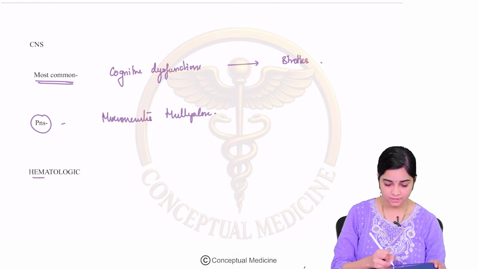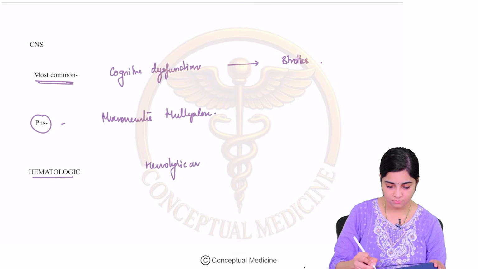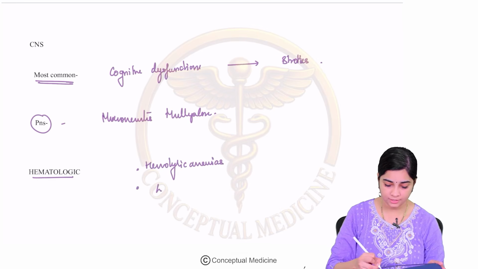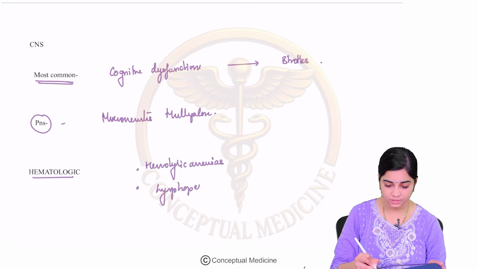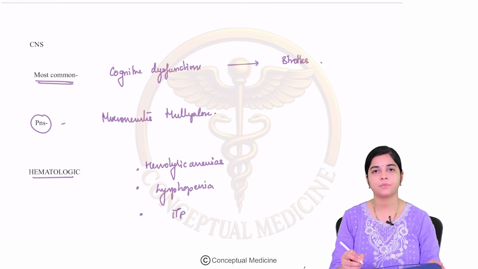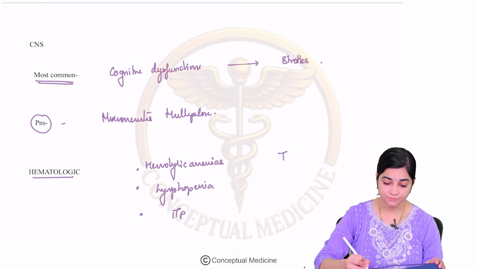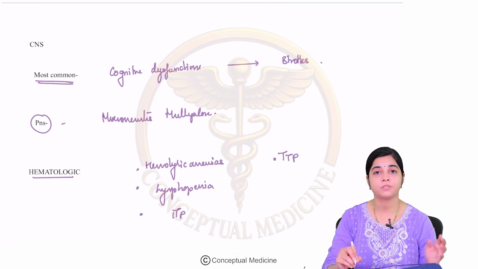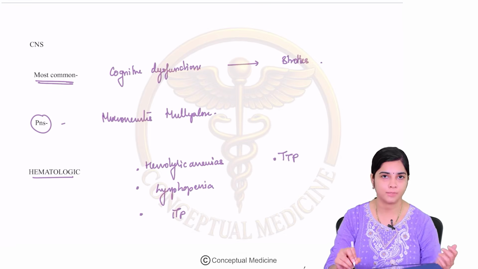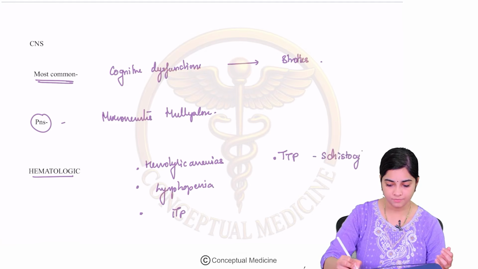Okay, fine. Then hematologic manifestations, you can have hemolytic anemias. Then apart from hemolytic anemias, what can you have? You can have lymphopenia, leukopenia, ITP, idiopathic thrombocytopenic purpura, or severe forms of thrombocytopenia. You can also have thrombotic thrombocytopenic purpura, which is very dangerous. In those cases, you can have rapidly progressive renal failure and the presence of schistocytes in the peripheral smear.